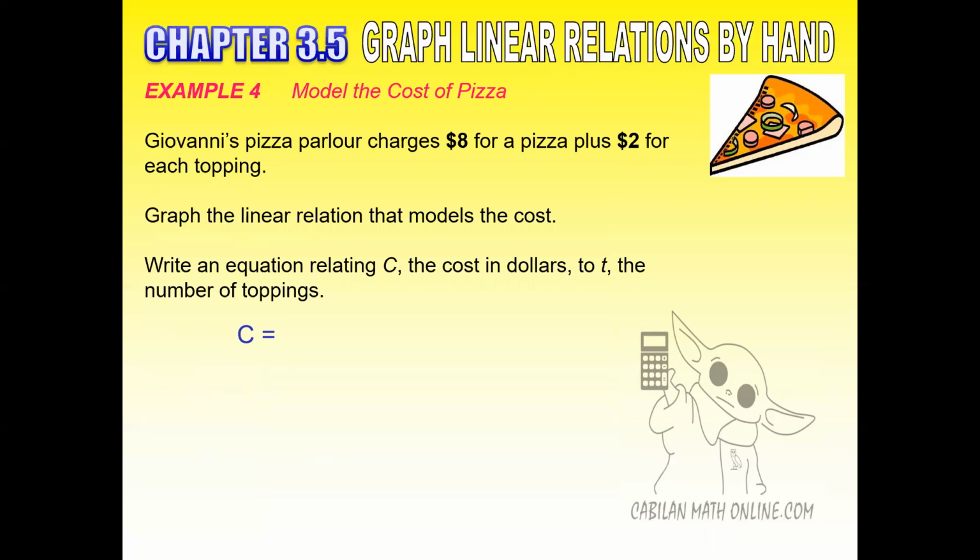Okay, so next part here is T, the number of toppings, and it tells us here that a pizza itself, just for the pizza, is $8. Okay, and $2 per topping. Just think about this as $2 times the number of toppings, so that's going to be plus 2T. Okay, so that's going to be the equation for this particular pizza problem.